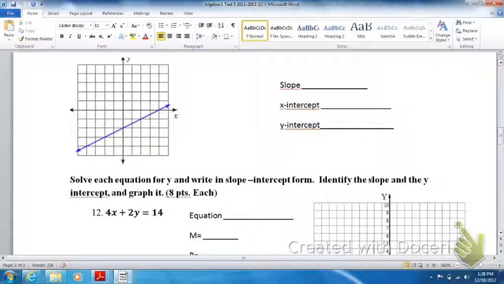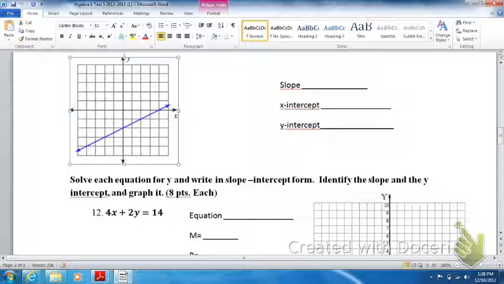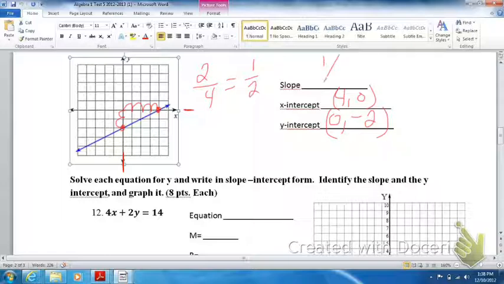Over here we need to pick a point, so I'm going to pick this one right there, this one right there, and this one over here, which happens to be the y-intercept. This is where it crosses the y. Here's the y-axis. 0, -2. And this is the x-axis, and it crosses at 1, 2, 3, 4, so 4, 0. Slope, rise over run. 1, 2. 1, 2, 3, 4. Reduced, it becomes 1/2.